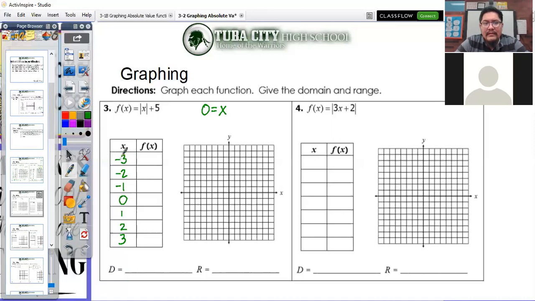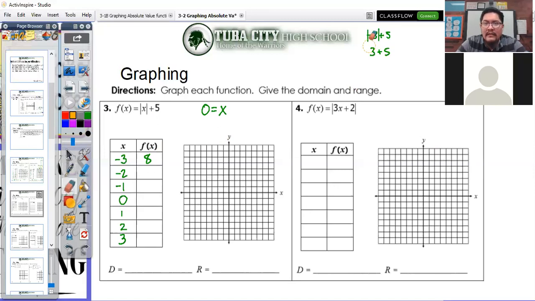So let's see, I can put in -3 plus 5 like that. So that would be my first one here. And I'm going to take the absolute value of -3, and that would just be +3 plus 5. So that tells me my first value is going to be 8. All right, so we got 8, and now we should do the next one.